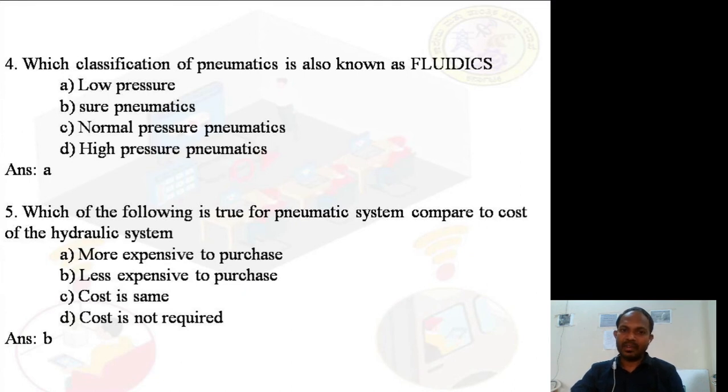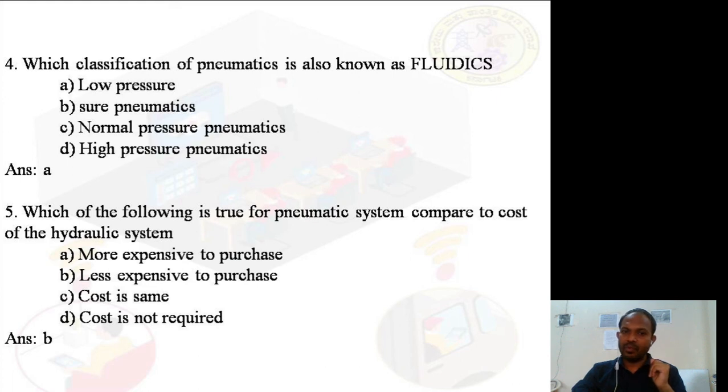Which classification of pneumatics is also known as fluidics? It is low pressure. Obviously, straight away we can say it is low pressure. Among pneumatics, normal pressure pneumatics, high pressure, no, it is low pressure.